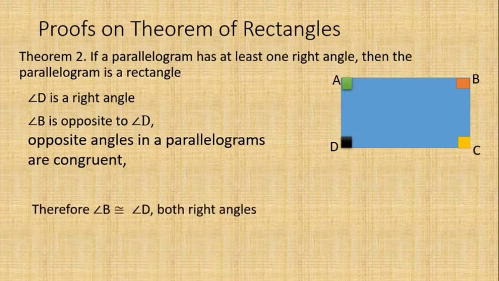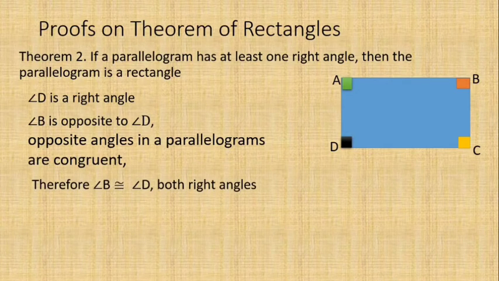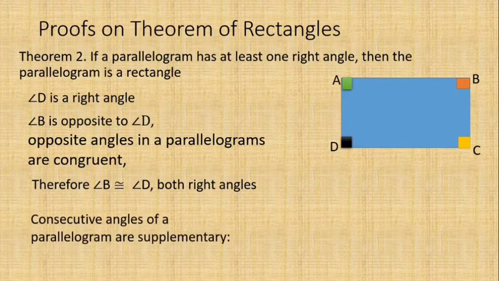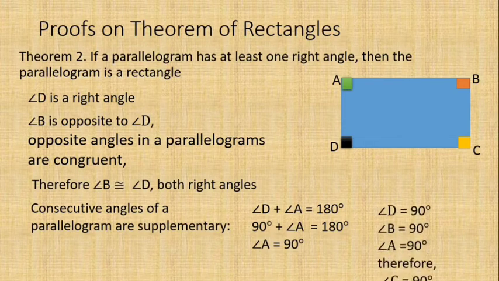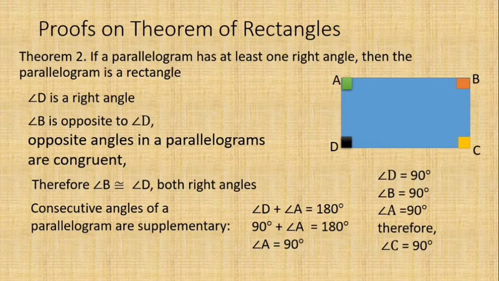Another property: in a parallelogram, consecutive angles are supplementary. Angle D and angle A are consecutive angles, so they are supplementary. So, angle D plus angle A is equal to 180 degrees. Angle D is 90 degrees, plus angle A is equal to 180 degrees. You just substitute the given values. Therefore, angle A is equal to 180 degrees minus 90 degrees, and angle A is 90 degrees. Since angle D and angle A are both 90 degrees, angle B and angle C are also 90 degrees.